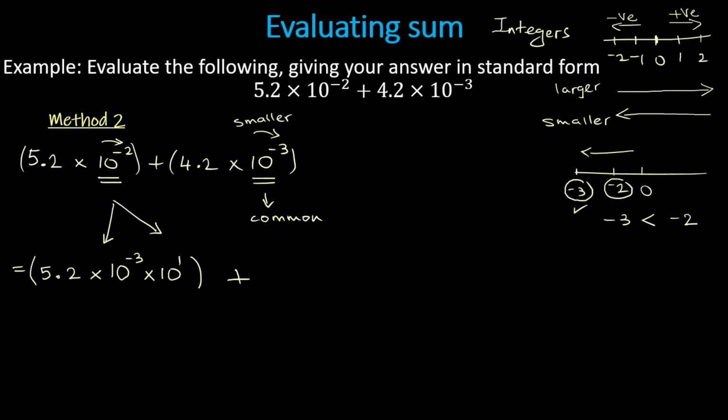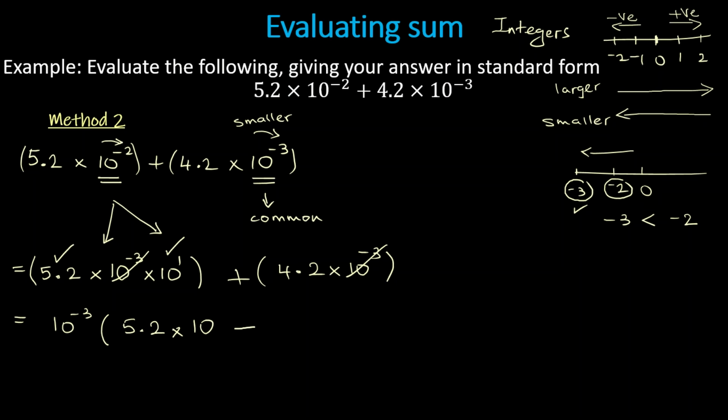And plus this second number remains as it is in terms of 10 power -3. Now we see clearly 10 power -3 is common. So we take out 10 power -3. So we are left with 5.2 times 10 power 1, which is 10, plus 4.2.